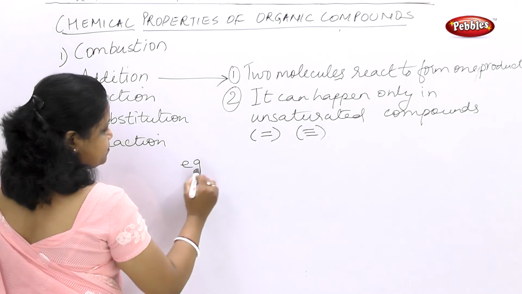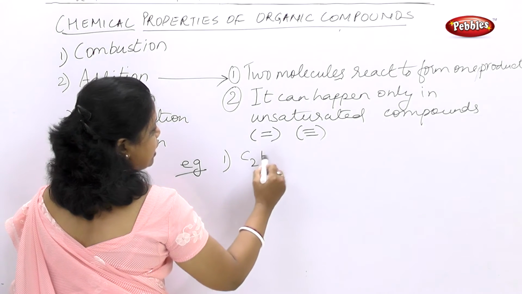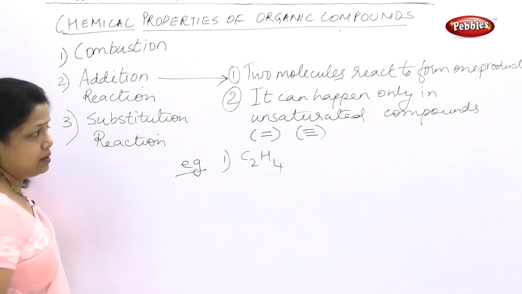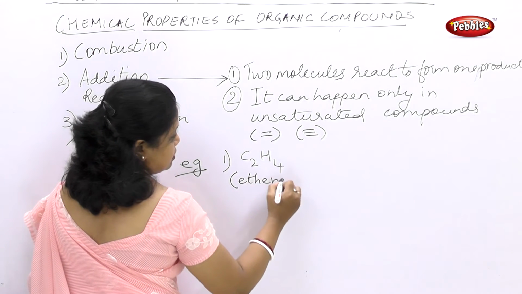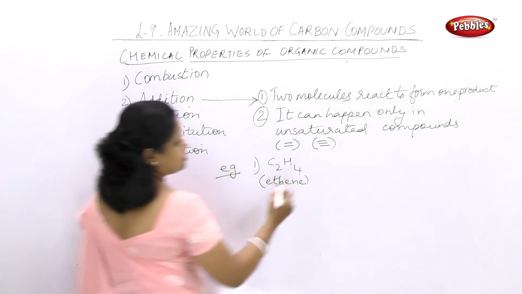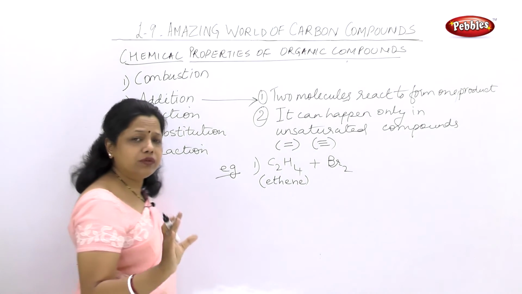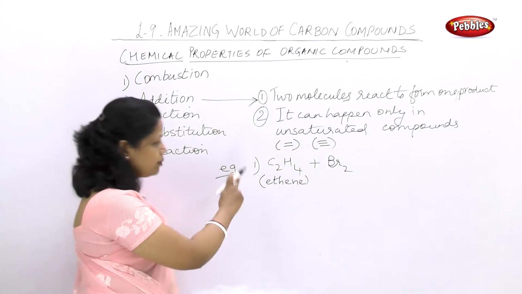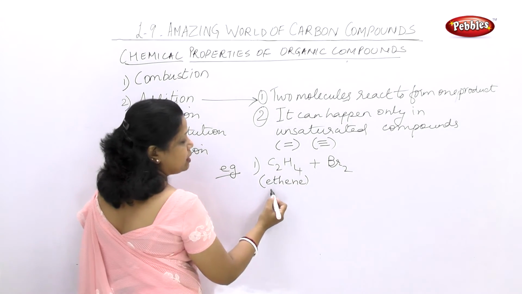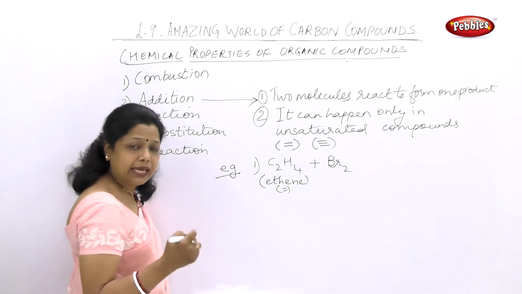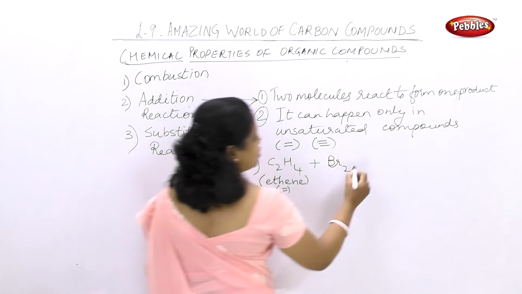Let's take an example. First example, C2H4. Now, what is this? This is ethene. Let's react it with bromine. What I have done is I am only showing you with the help of a formula. Later on, I am going to show how the structural formula will change. C2H4, ethene. Ethene contains a double bond. ENE is a double bond. I am reacting it with another molecule of bromine. What is the product?